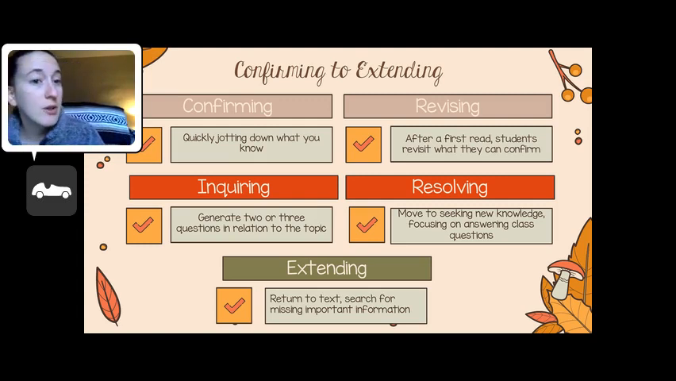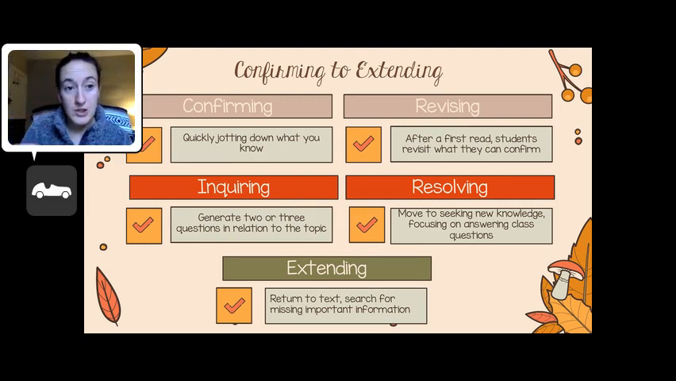In the inquiring section, you're going to generate 2 or 3 questions in relation to the topic, meaning you're going to, in your own mind or with a partner, come up with maybe 2 or 3 questions that go with the text, that could be answered by the text, but that you don't know the answer to. It sounds complicated, but it isn't. The next step is the resolving section, and that is where you're going to be taking another dive into the text or the information being presented, and you are going to see if your questions were answered.